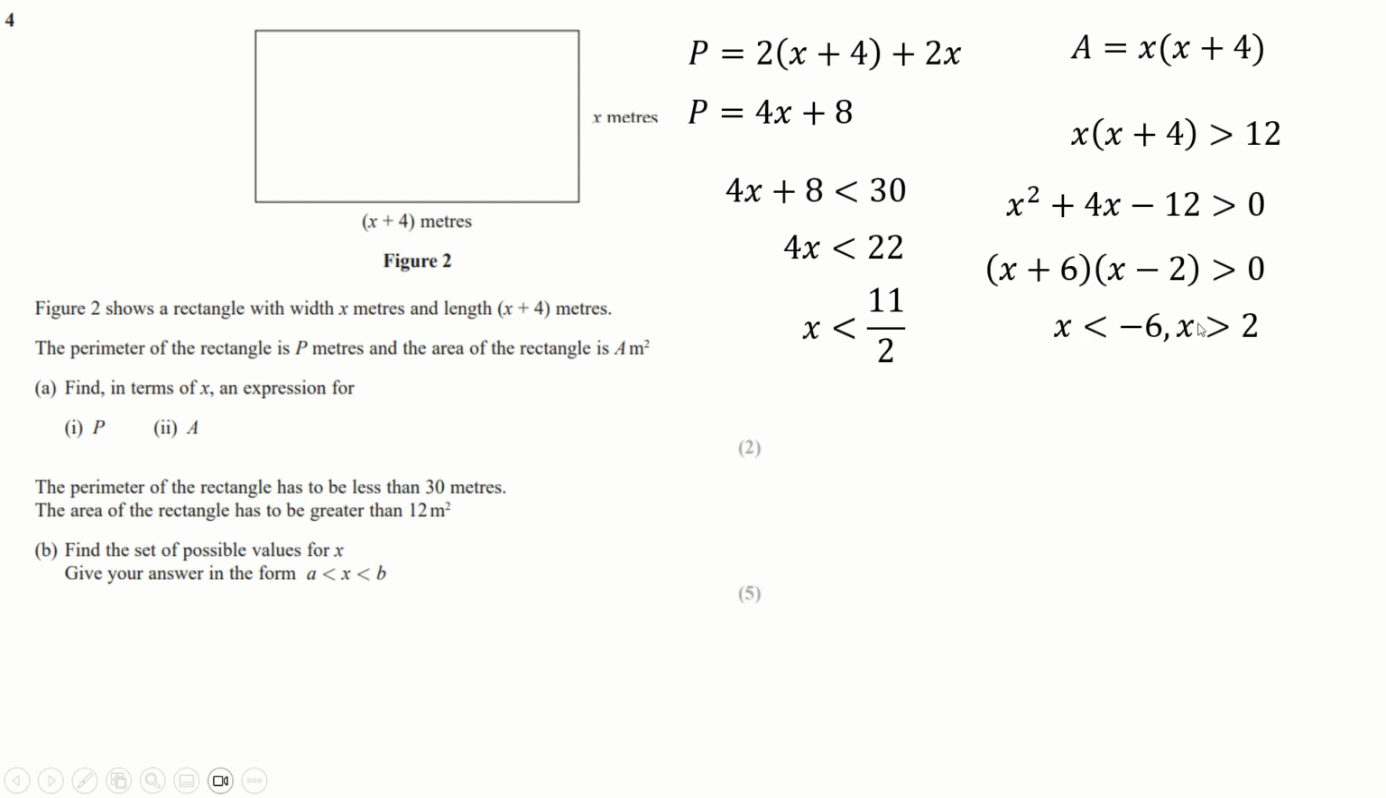So just ignore this. x has to be bigger than 2, but it also has to be less than 11 over 2, and that gives us our bound right there, and we're done.